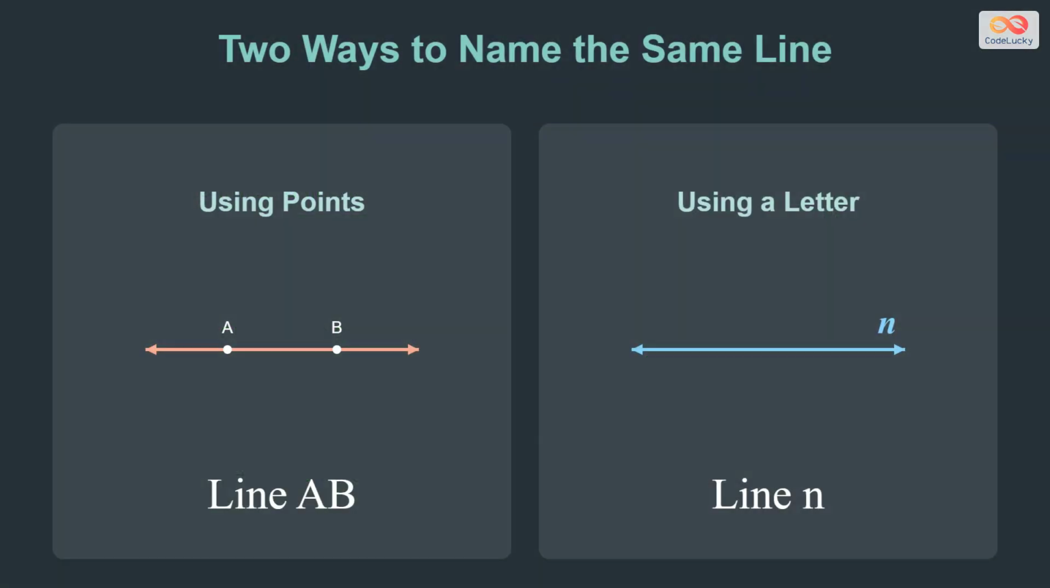Let's compare the two methods side by side. On the left, we use points A and B to name it line AB. On the right, we use the italic letter n to name it line n, and both refer to a line, just using different labeling styles.